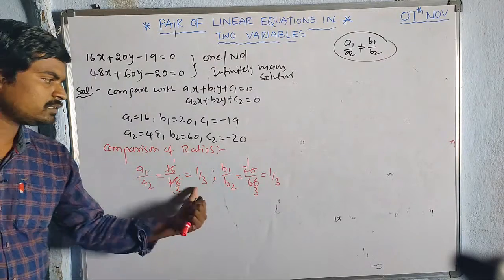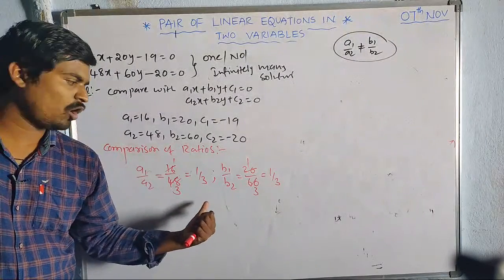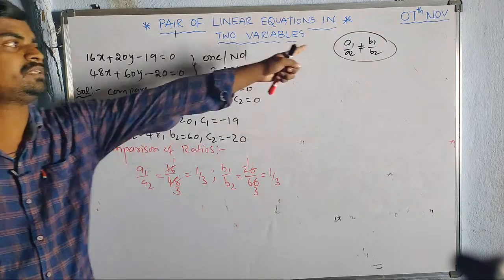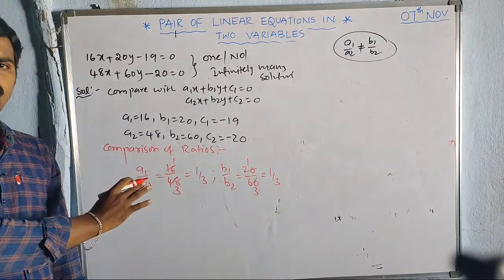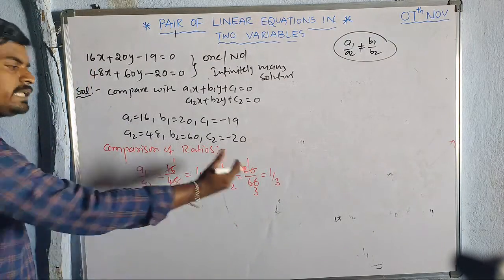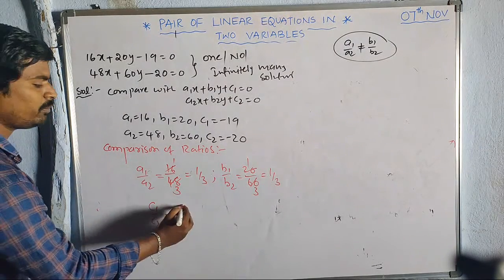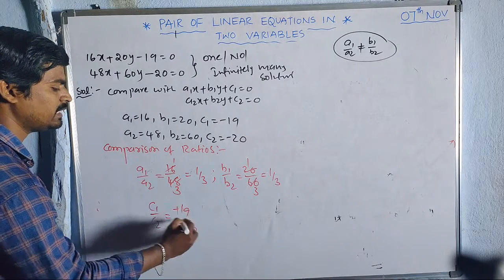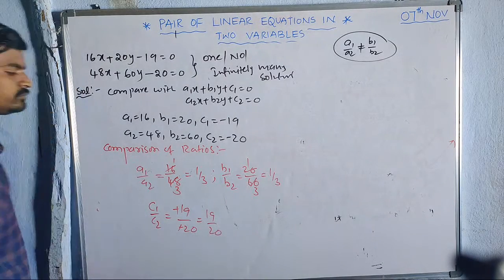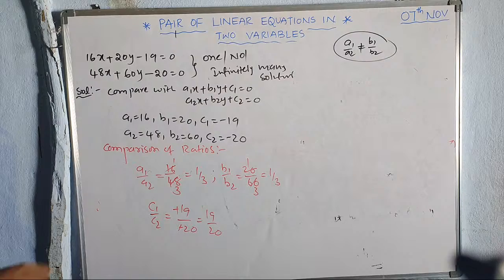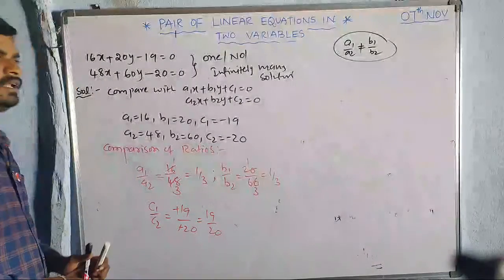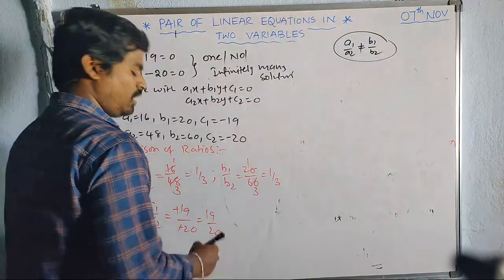If you get different answers here, not equal, then stop here, because the first condition is suitable for this. But here two are the same, so go for the third, c1 by c2. c1 by c2 is minus 19 by minus 20, the minus cancels, 19 by 20 only. So what do you observe? First two equal, last one not equal. So you know very well how to write here.